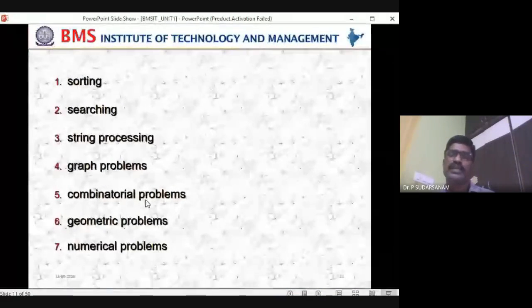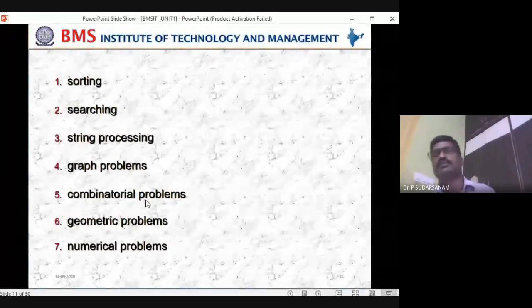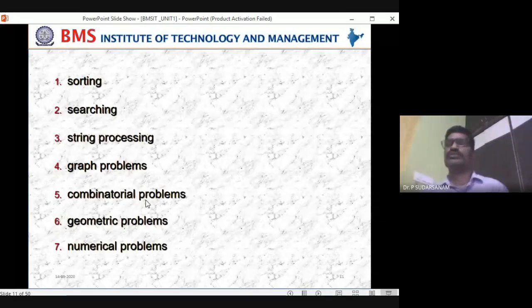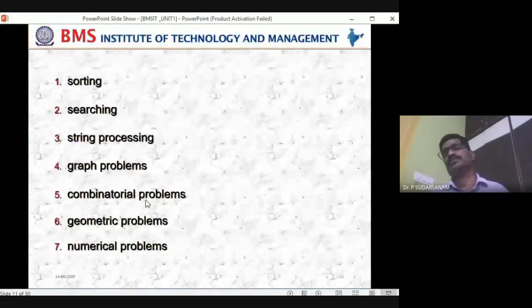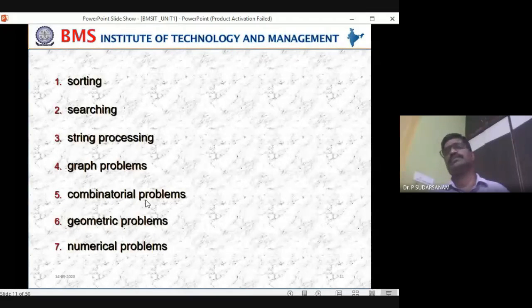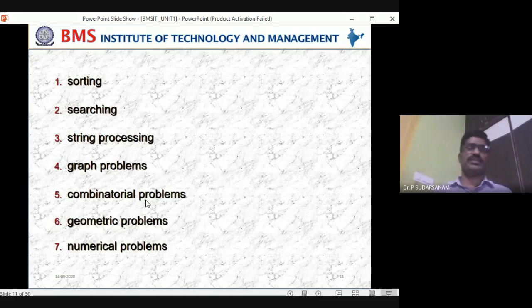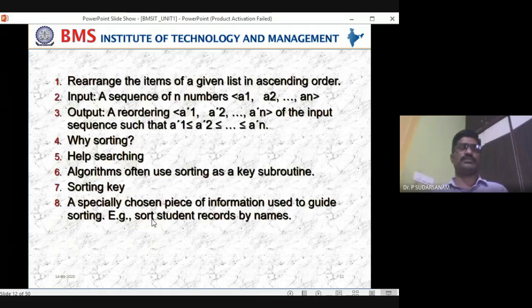Suppose you take 3-element combinations: 1,2,3; 1,2,4; and 1,2,5. Similarly 2,3,4 and 2,3,5. Another one is 3,4,5. Next is 4 elements: 1,2,3,4 combinations. Like this you can write the combinatorial problems, and I also told you about geometric problems and numerical problems. Those are the examples for that.